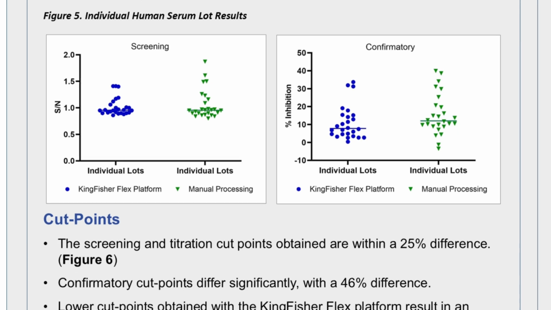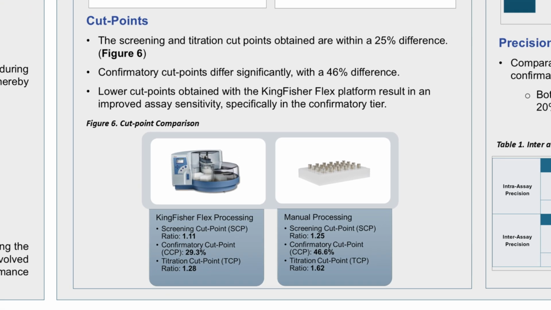The screening and titration cut points are presented in figure 6. And to go over, the cut points which were obtained were within 25% difference of each other. The confirmatory cut points significantly differed across the two platforms with a percent difference of around 46%. The lower cut points obtained with the KingFisher Flex platform resulted in improved assay sensitivity, specifically again in the confirmatory tier.